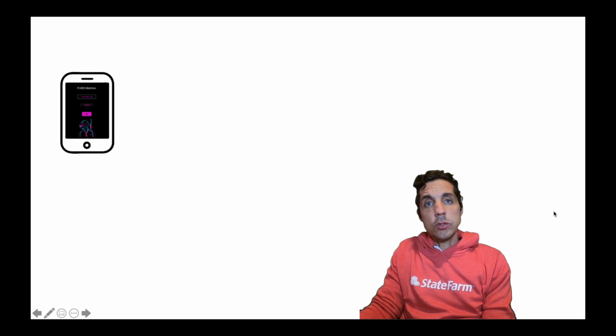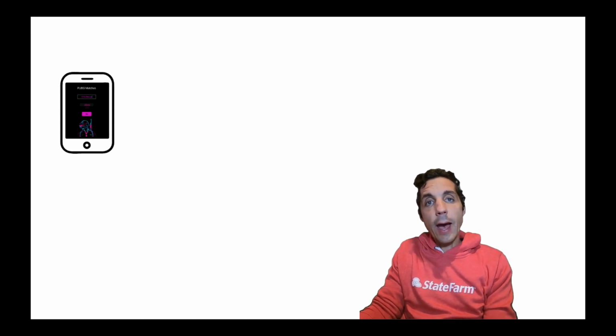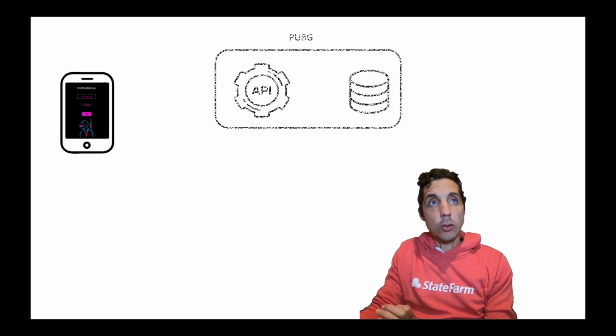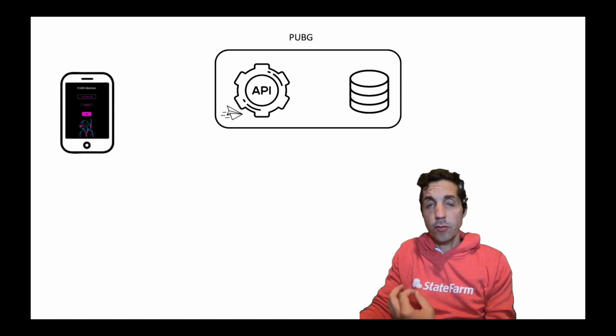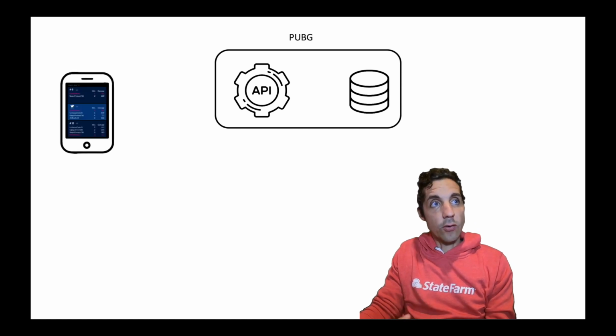So now to take a look at what's going on behind the scenes. The first thing that needs to happen is the app needs to request the match data. Now, PUBG has made available an API for developers such as myself to get that sort of data. So that's what we do. We send a GET request to the PUBG API asking it for the match data of a particular user. The API gets that data out of its database and responds to the app. The app can then render that match data on the app.